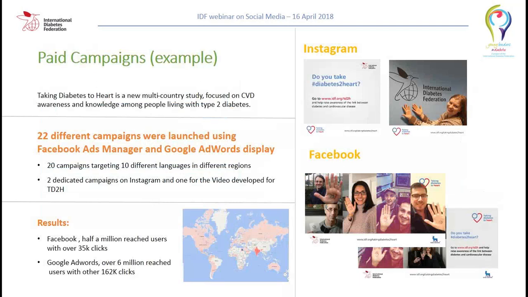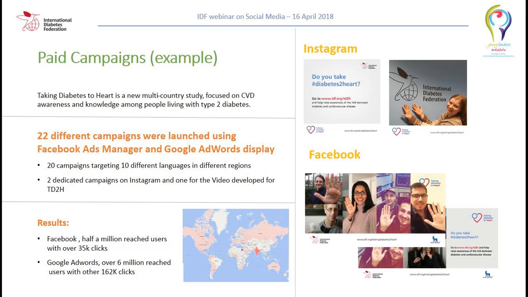We'd like, for example, to show how we promote one of our ongoing projects. At the moment, I could speak about Taking Diabetes to Heart, which is a new multi-country study. It's a survey focused on cardiovascular disease awareness and knowledge among people living with type 2 diabetes. So our goal is getting as many people as possible with type 2 diabetes. As you know, people are not shouting out loud that they have type 2 diabetes or type 1. So we have to invest in it.